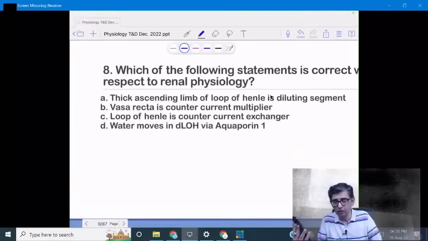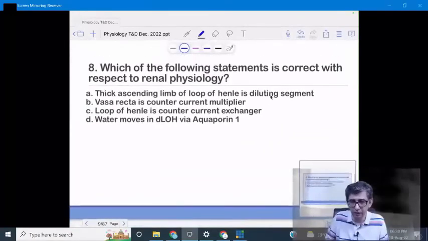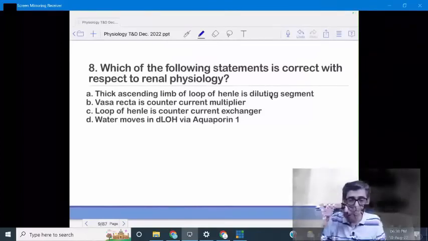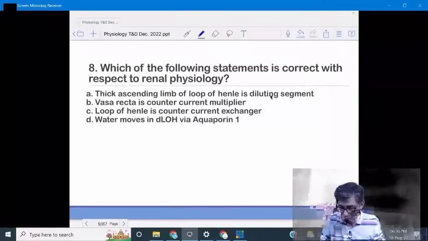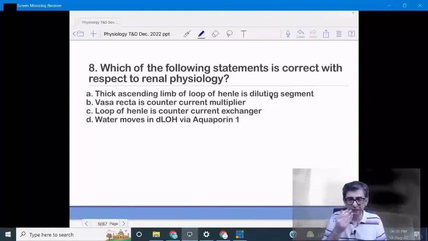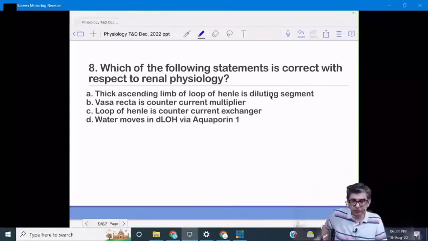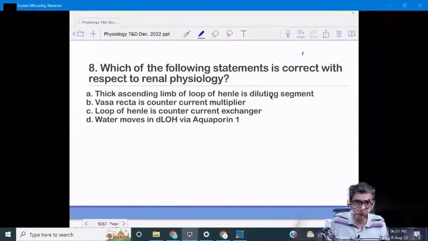The question says, which of the following statements is correct with respect to renal physiology? Here he's asking about the correct statement. Traditionally, we ask about the incorrect statement, but here the correct one is being asked. Okay, let me work it out for you.